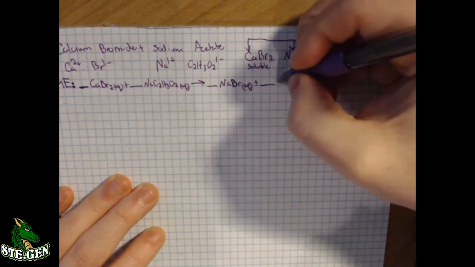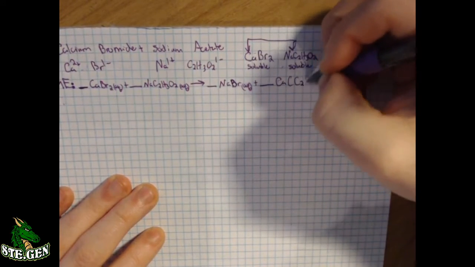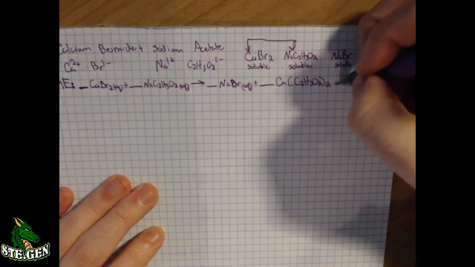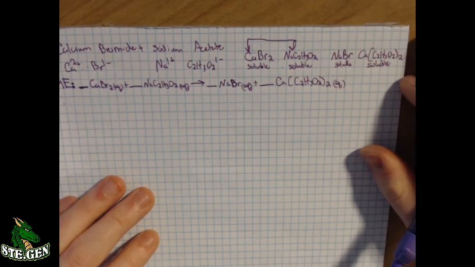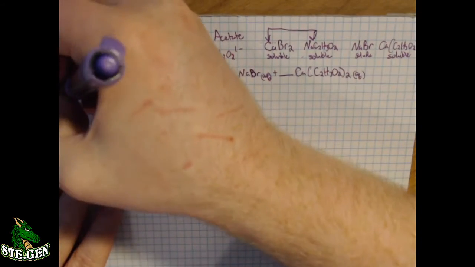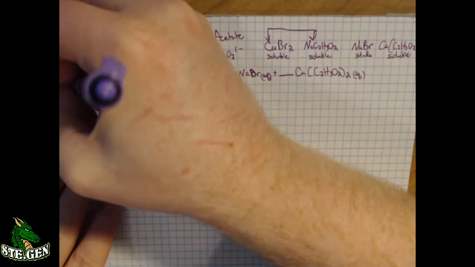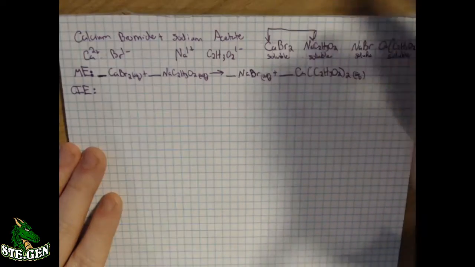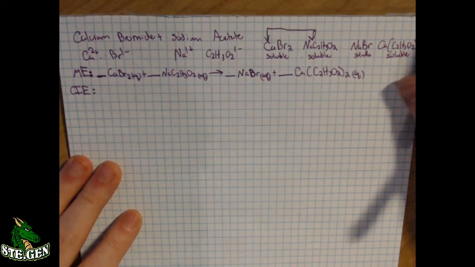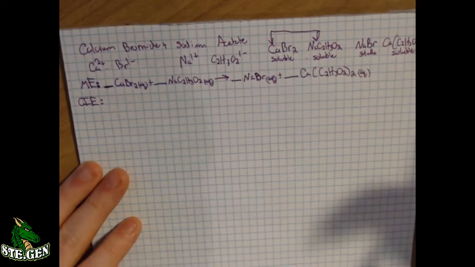Plus, and then our Ca(C2H3O2)2. That is also aqueous. Now, the only problem here is that because all of them are aqueous, for our complete ionic equation, we have to separate everything. So every single one of these pieces.